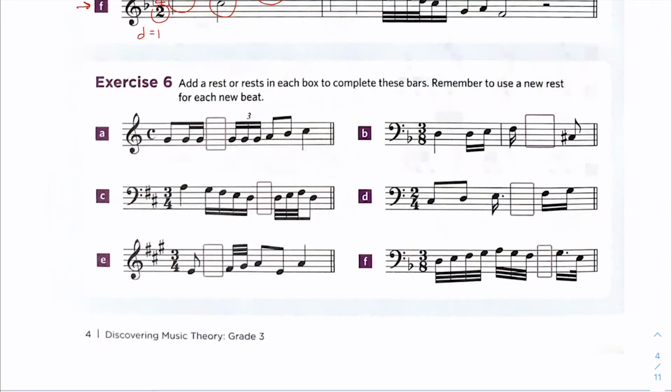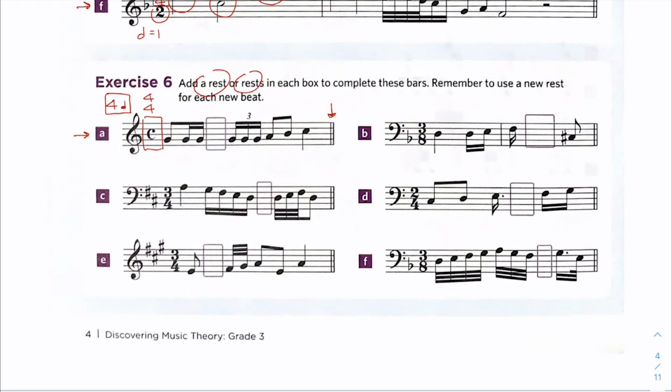Exercise 6. Add a rest or rests in each box to complete these bars. Remember to use a new rest for each new beat. Question A. This is common time, which is the same as 4 4 time, which means 4 crotchet beats in each bar. If you look at the music, there is only 1 bar here. So this is the bar line or the double bar line.